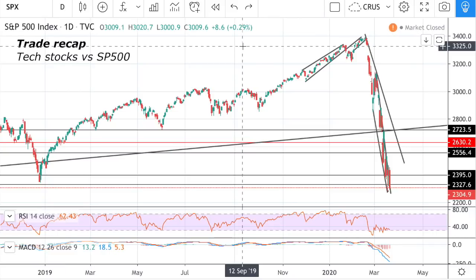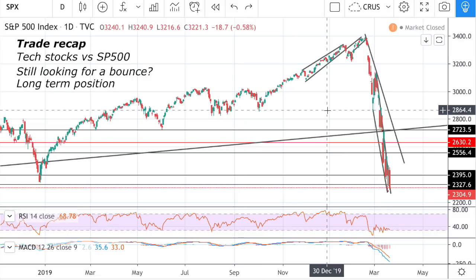I'm going to discuss whether I'm still looking for a bounce in the S&P 500, because that was the trade setup that I talked about, and then we're going to take a look at the long-term position that I have in the S&P 500 and whether I'm going to modify it anytime soon. So let's start with the trade recap.